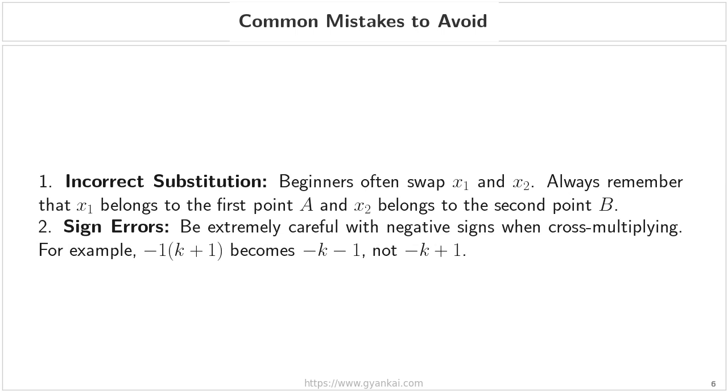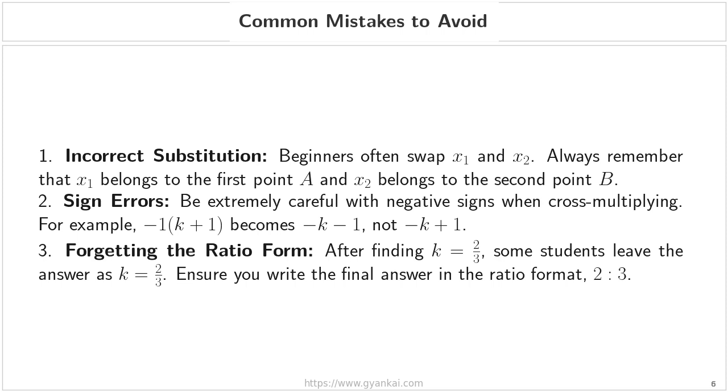Second, be extremely vigilant with sign errors. When you are cross-multiplying to solve for k, a single misplaced negative sign can ruin your entire calculation. For instance, remember that -1 multiplied by the quantity k plus 1 results in -k minus 1, not -k plus 1. It sounds simple, but this is where most marks are lost.